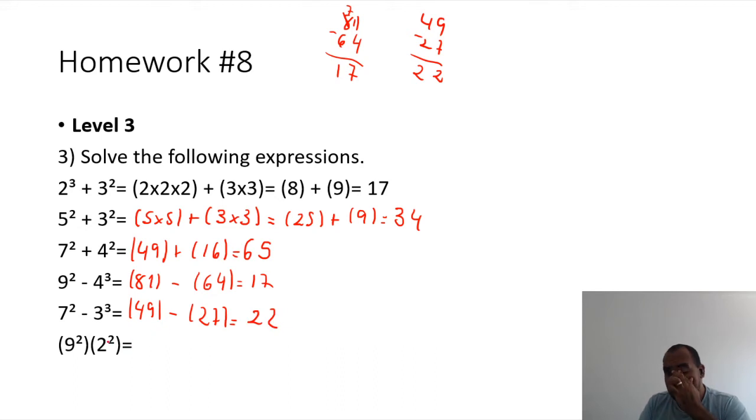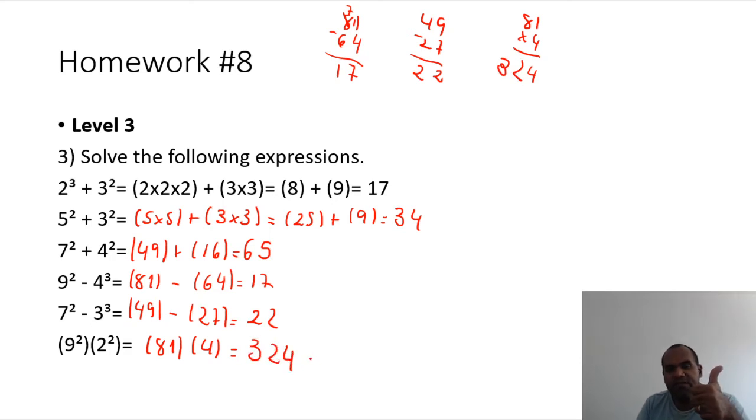And here the last one is 9 squared, I know is 81. And 2 squared is 4. Okay, it's 81 times 4. Let's do it. 81 times 4. 4 times 1 is 4. 4 times 8 is 32. Okay, 324. Great, guys. We finished this one.